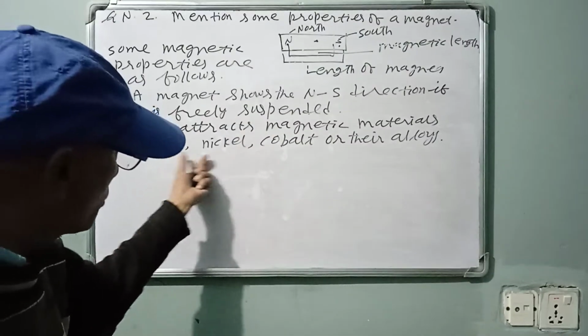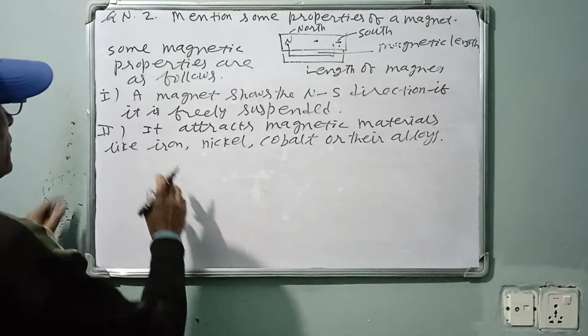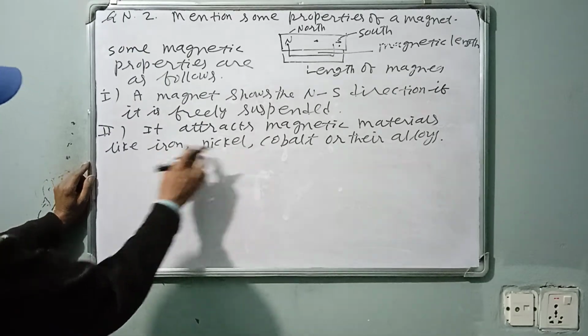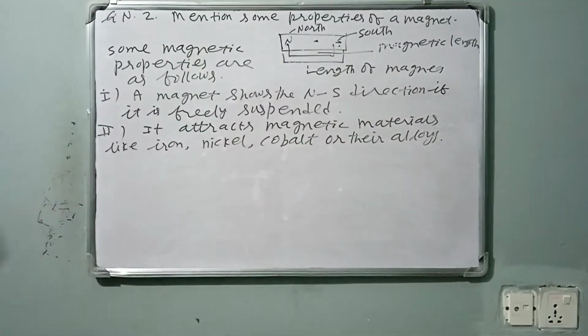Either two or minimum two or all three. Either like iron plus nickel, iron plus cobalt, or nickel plus cobalt, or all three.